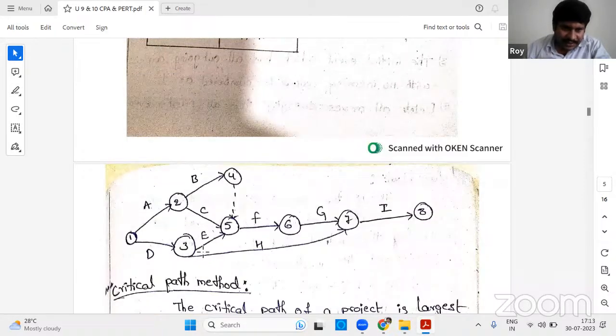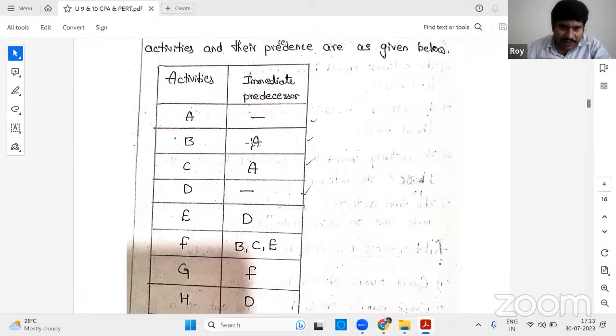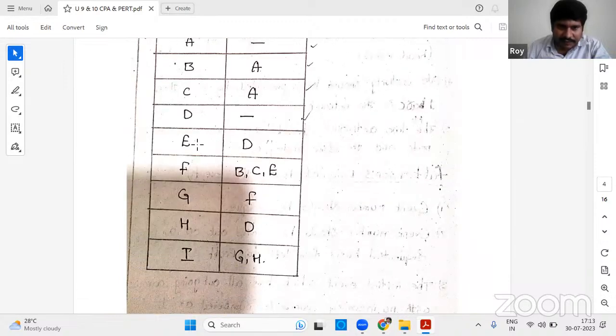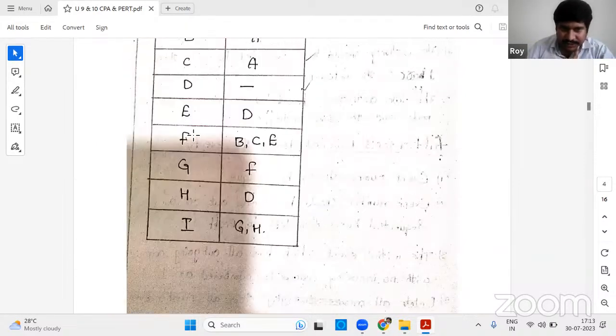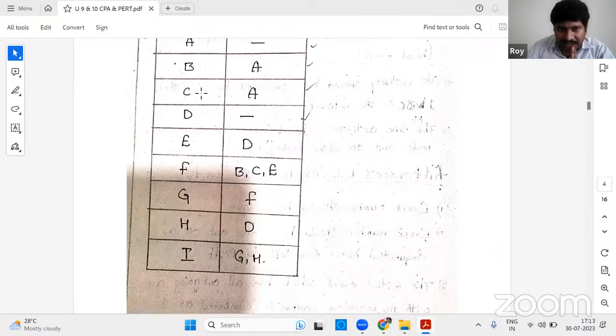Now see, E is drawn, till 3 to 5. How did I write E? For E, D is the predecessor. From D, E is coming. See, from D, E is coming. And now F should start from the B, C, E point. Listen to this carefully. Already I have drawn B, C, E.